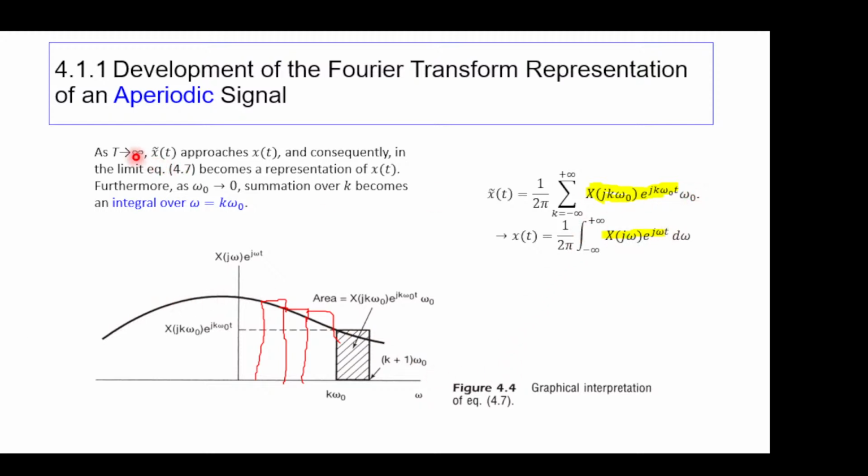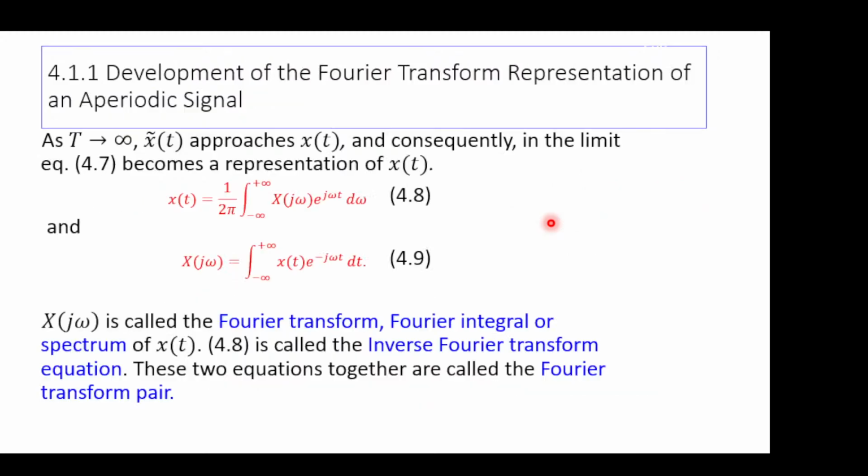And as big T goes to infinity, omega naught will go to 0, and the summing over those rectangle areas will become the integration of this function, the area under this curve. So as big T goes to infinity, this becomes the integration, and 2 pi stays 2 pi here. Okay, we are a little over time, but that basically completes the pseudo derivation here.